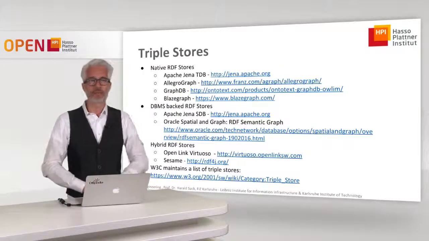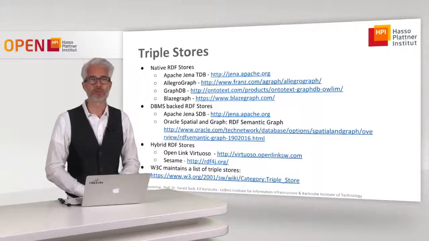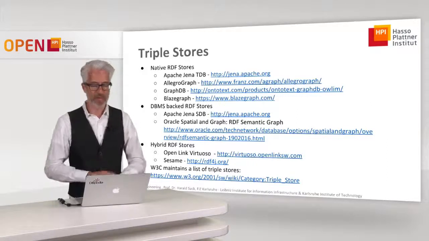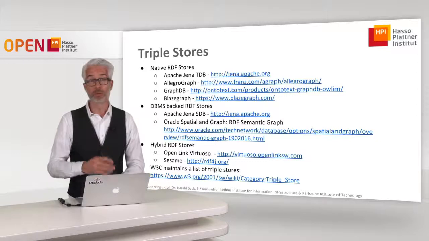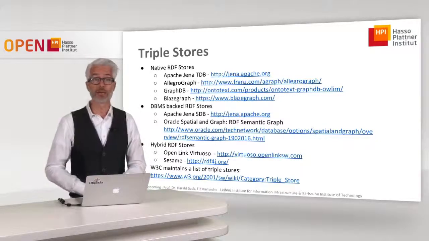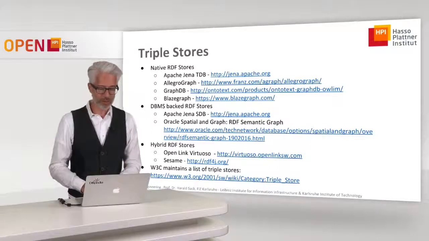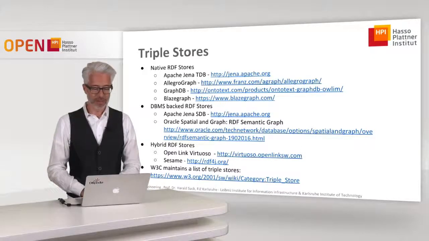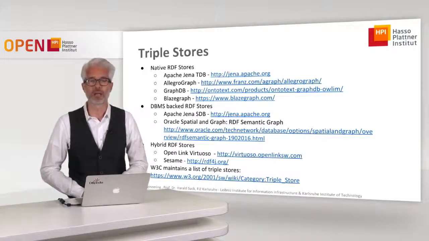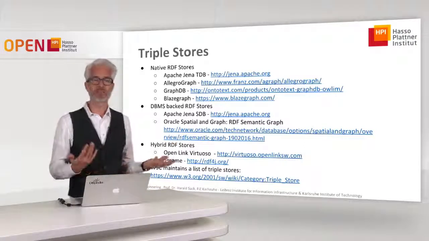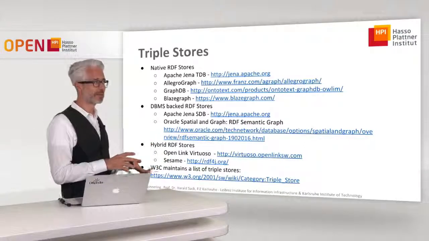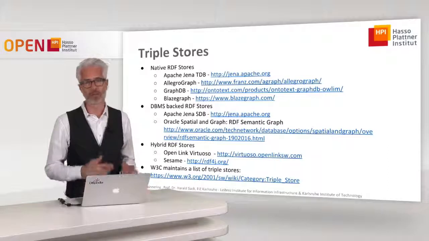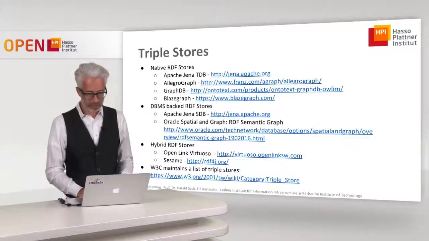Here you have a list of triple stores that you can access, that you can try out. So there are native RDF triple stores. One example, the last one here, is BlazeGraph, which is quite easy to use, and we will use BlazeGraph also later on in our examples. And there are, of course, RDF stores which are based on database management systems like Apache Jena SDB or the Oracle one, which of course relies on the Oracle database. And there are hybrid RDF stores which are mixtures between relational database systems, graph database systems and stuff like that, like Sesame or OpenLink Virtuoso, which are also rather prominent triple stores.